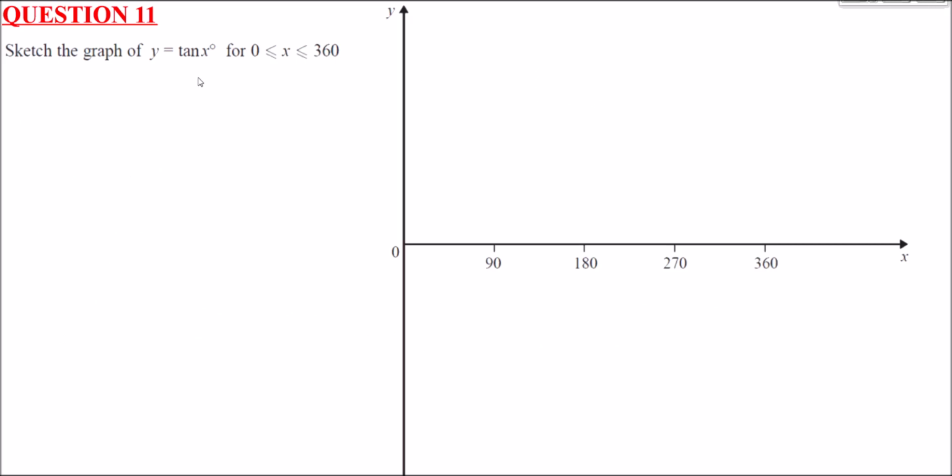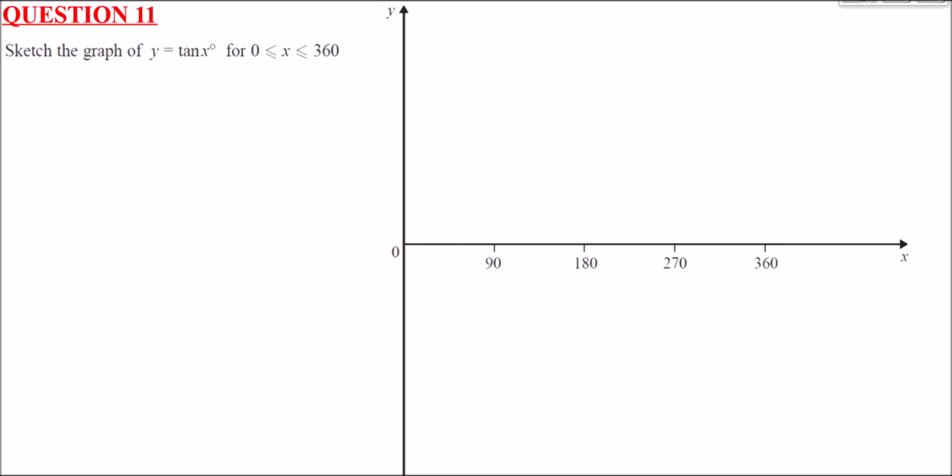Question 11, we have to sketch a graph of y equals tan x for x being between 0 and 360 inclusive. You may have seen this before in maths class. You might know how this graph looks, but I'm going to go off a premise that you've forgotten or you don't know or you've not seen it and build it up from the basics.